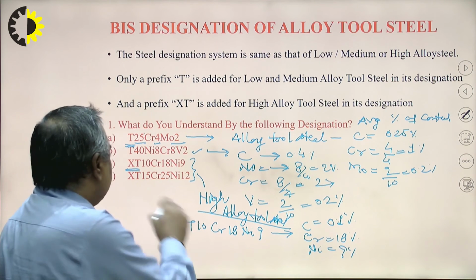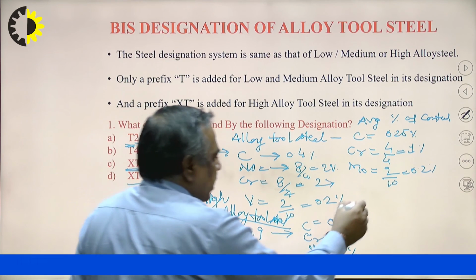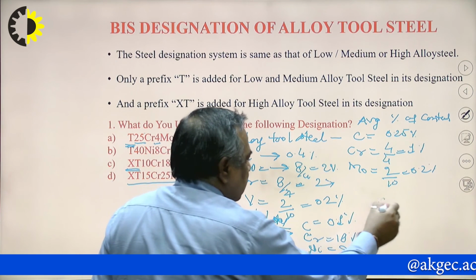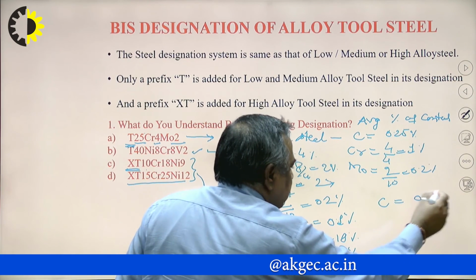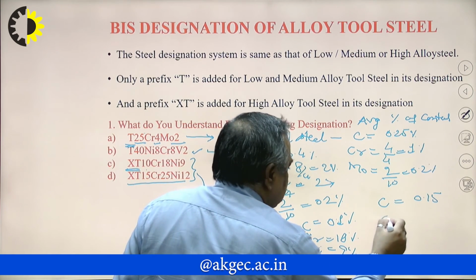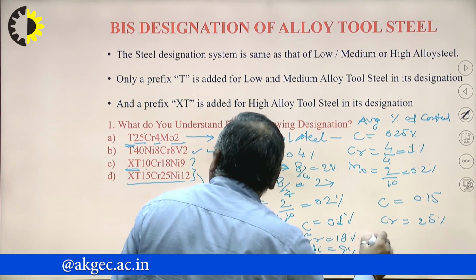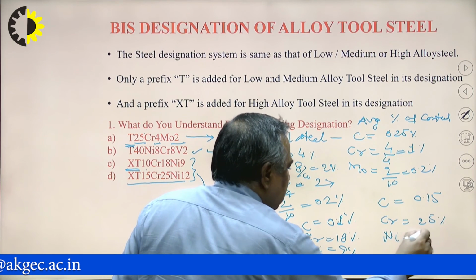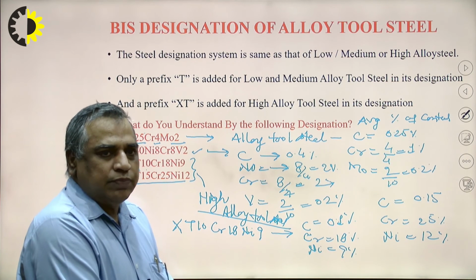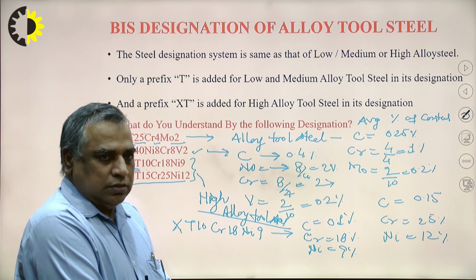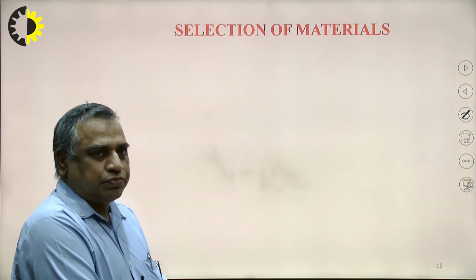In the second example, XT15 Cr25 Ni12, it is again high alloy steel, and carbon percentage here is 0.15%. Chromium is 25%. The nickel is 12%. So this is the way we can get the information about the chemical composition of the alloy tool steel.